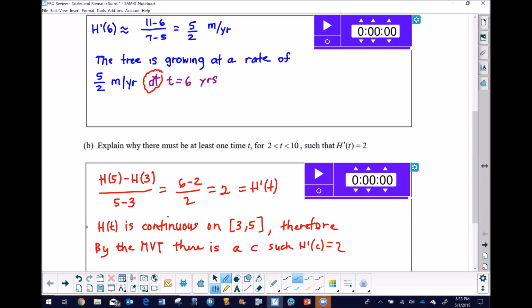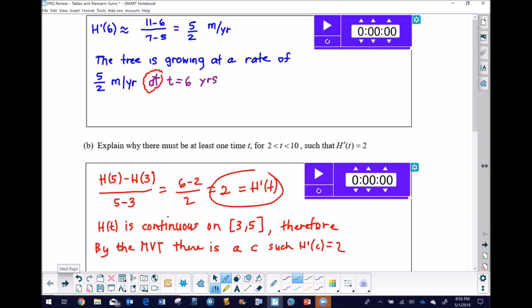And you may not even have to be so formal as this. We had a lot of students basically refer back to this. We had students say h prime of t is equal to 2. And we allowed that. We allowed the spelling of c to be t. But what we didn't allow is for the student to not say continuous.